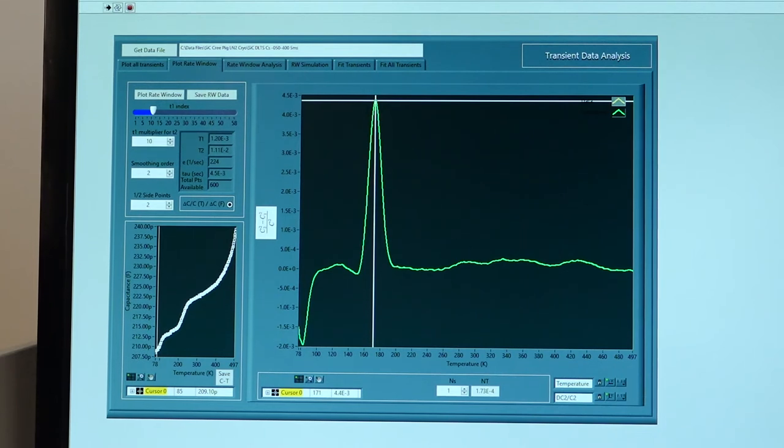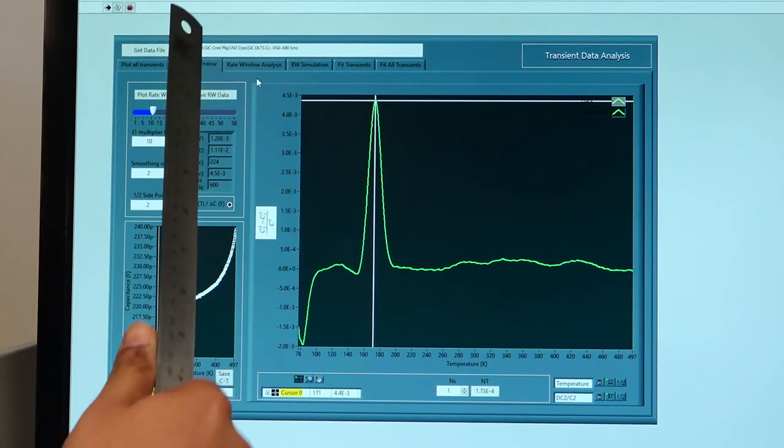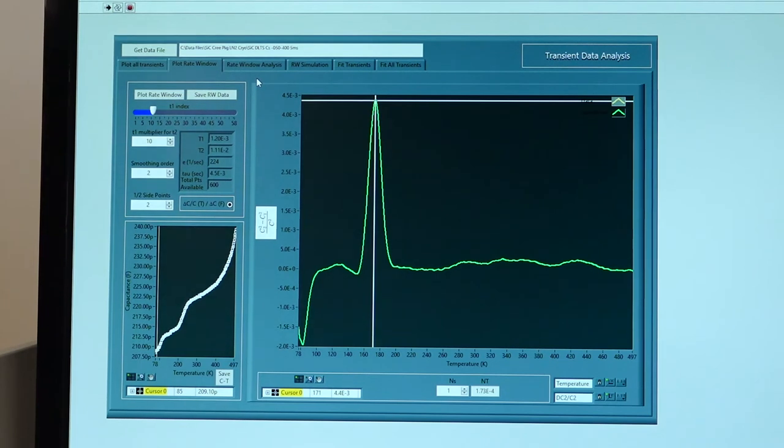So with these observations in mind, let us go to the rate window analysis, wherein we will vary T1 and T2 to detect different time constants and to identify at what temperature those time constants are happening.